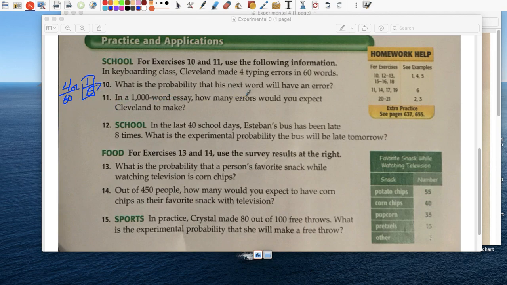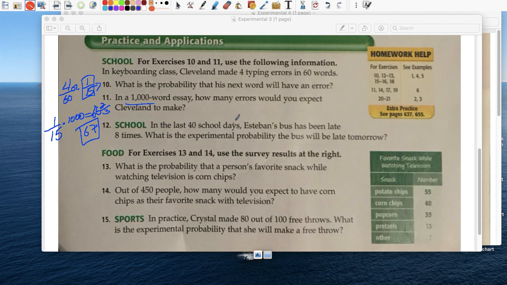In a 1,000 word essay, how many errors would you expect Cleveland to make? Well, the probability of him making an error is 1 out of 15. Multiply that by 1,000. How many errors will we expect? So it'd be 1 over 15 times 1,000, and it says here simplified, 66 2/3. Well, you can't make 66 2/3 errors, so we'll just round that to 67. So we expect 67 errors in an essay that has 1,000 words.